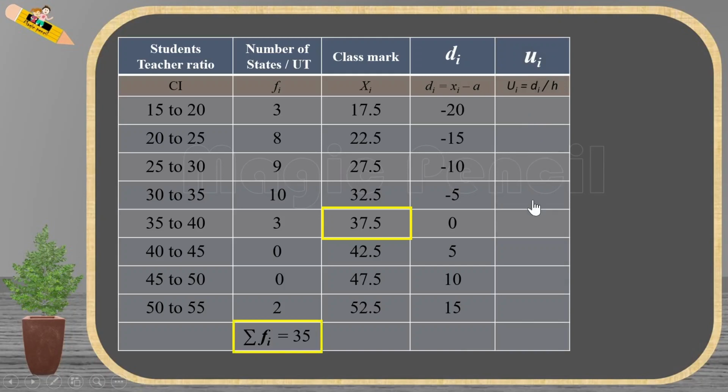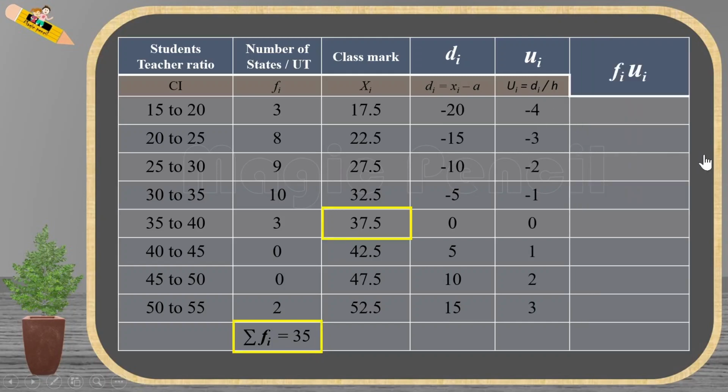So for all these di values, let us divide by h, the height of the class. H is equal to 5, because the difference between 15 and 20 is 5. Like that, for every class interval, the height is the same. So with that 5, we have to divide all these di values. When you divide these di values by the height of the class, you will get these ui values. Now we have to multiply fi and ui.